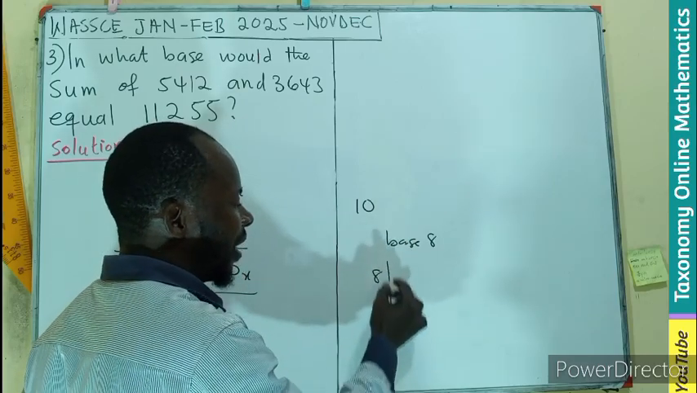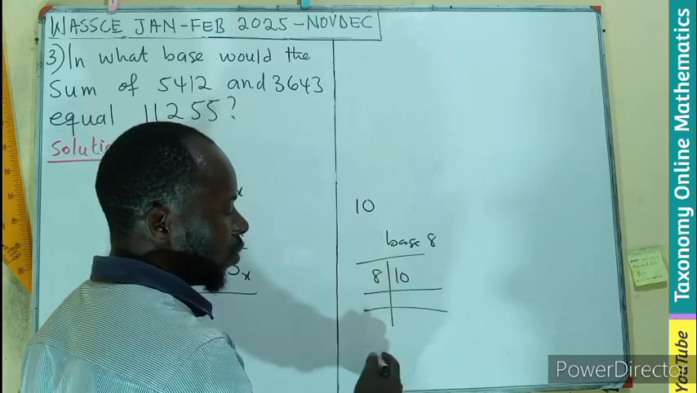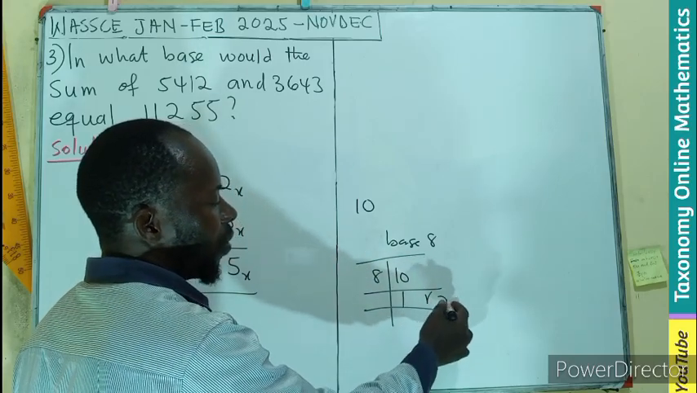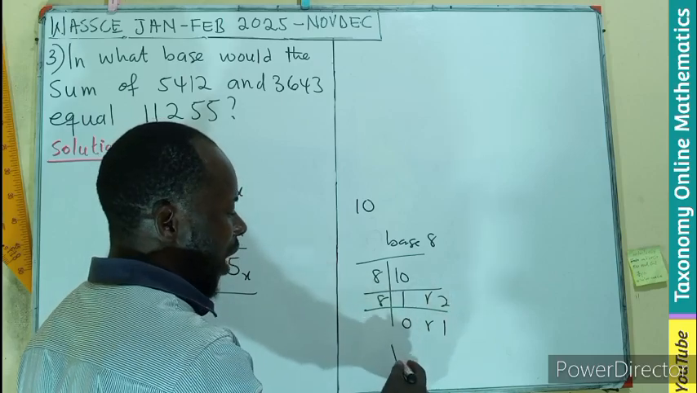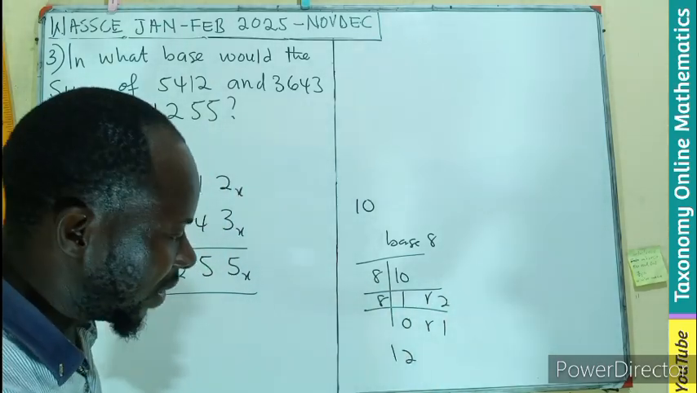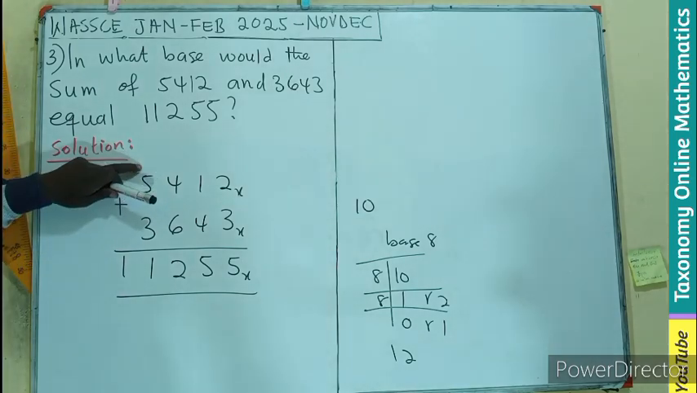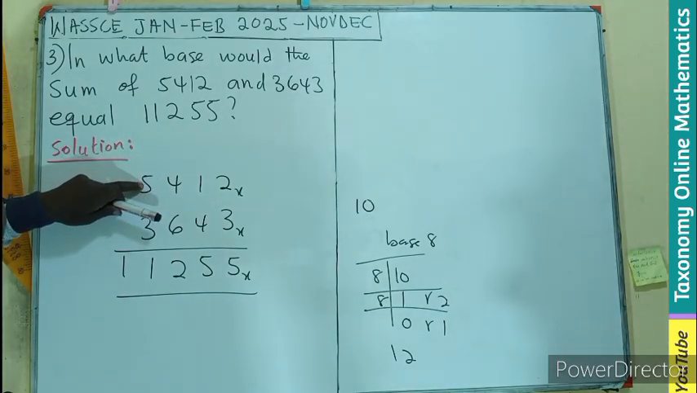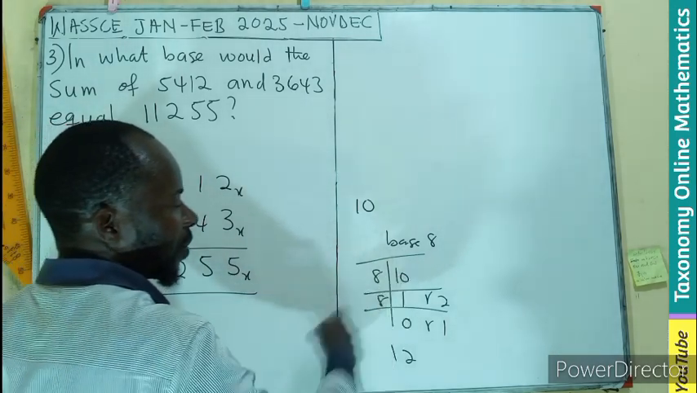So 8 dividing 10 will give you 1, and 8 to go here, remainder 2. 8 to go here, 0, remember 1. So 1, 2. If it is 1, we are sending it to the other side to add. So 1 plus 5 will be 6, and 6 plus 3 will be 9.